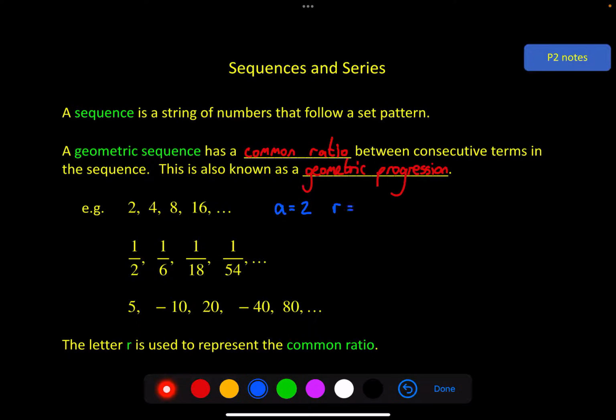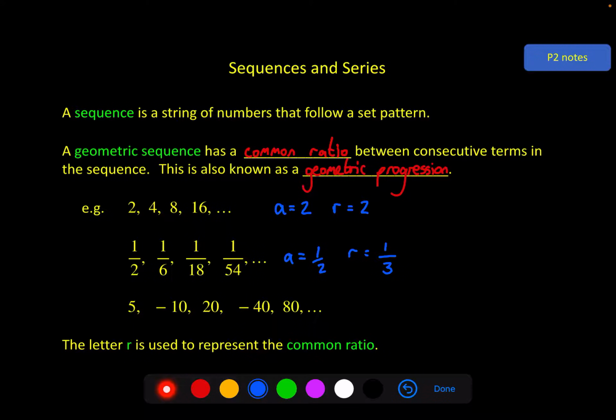So the common ratio here, if you look at the numbers from 2 to 4, is multiply by 2, multiply by 2, multiply by 2. So we've got a 2. For the second one, the first term is a half. And from one to the next, we're dividing by 3, divide by 3, divide by 3. But as I said earlier, we don't really do a divide by, we do a multiply by 1 over 3. So the common ratio is a third.